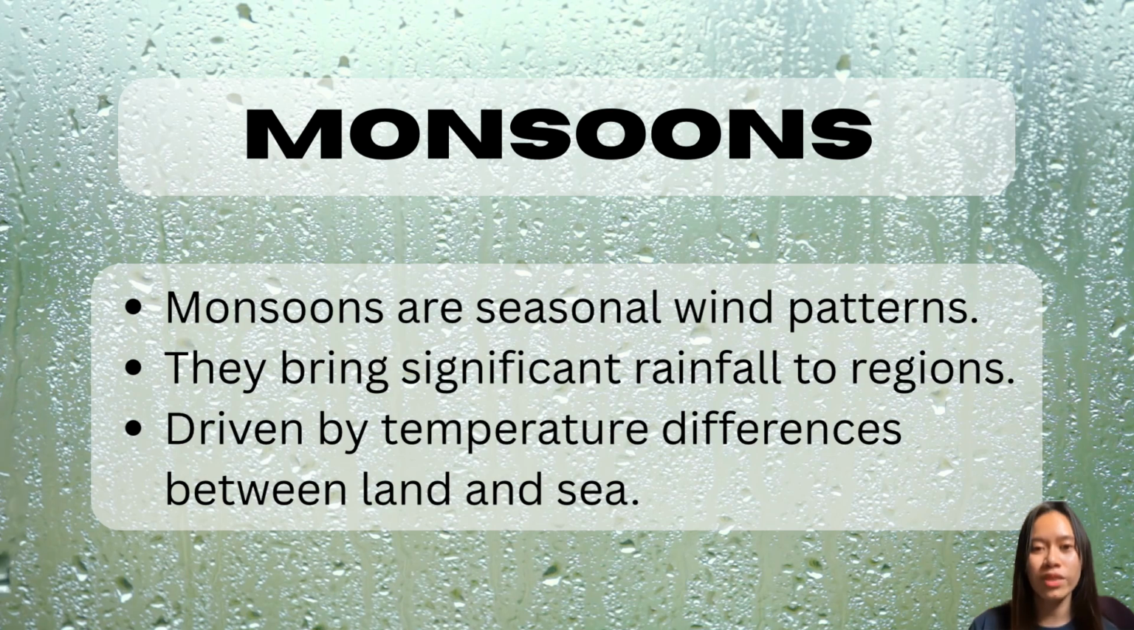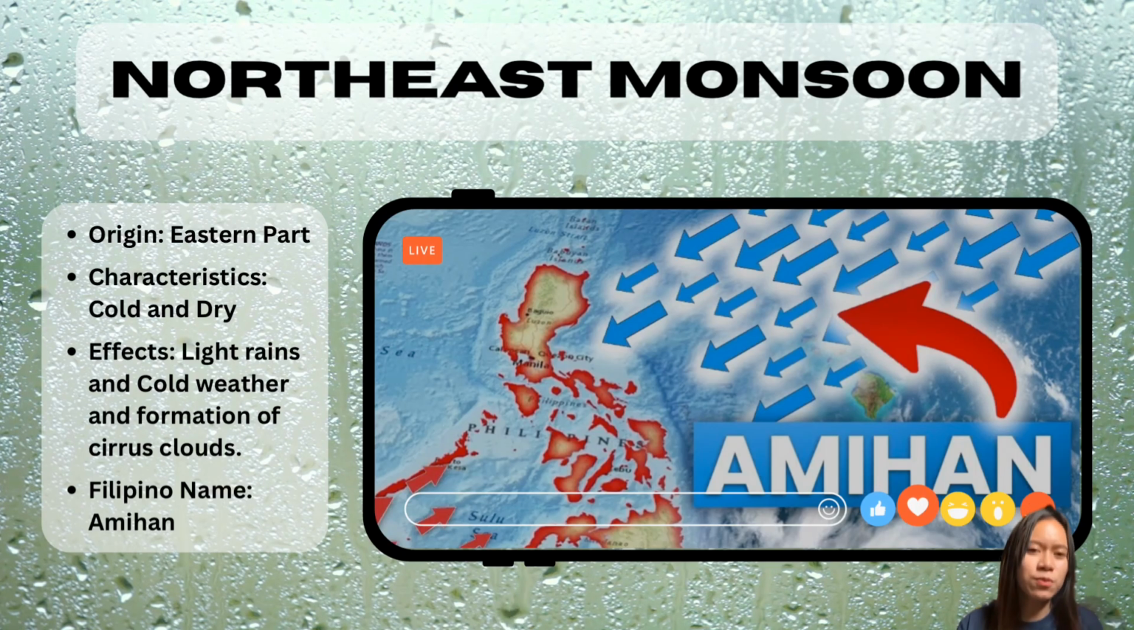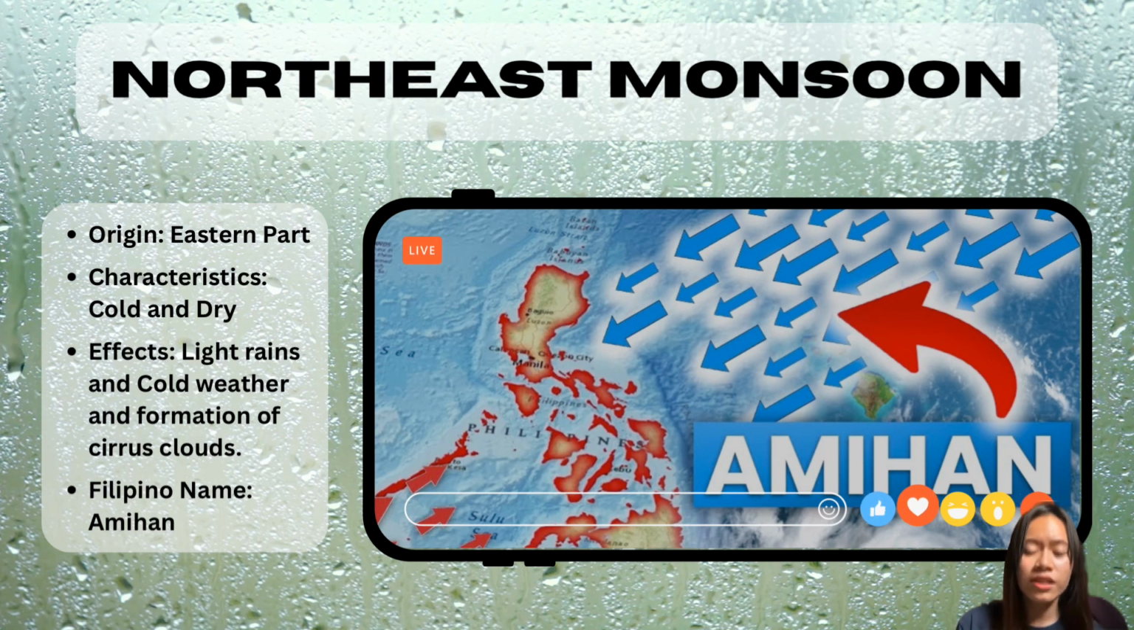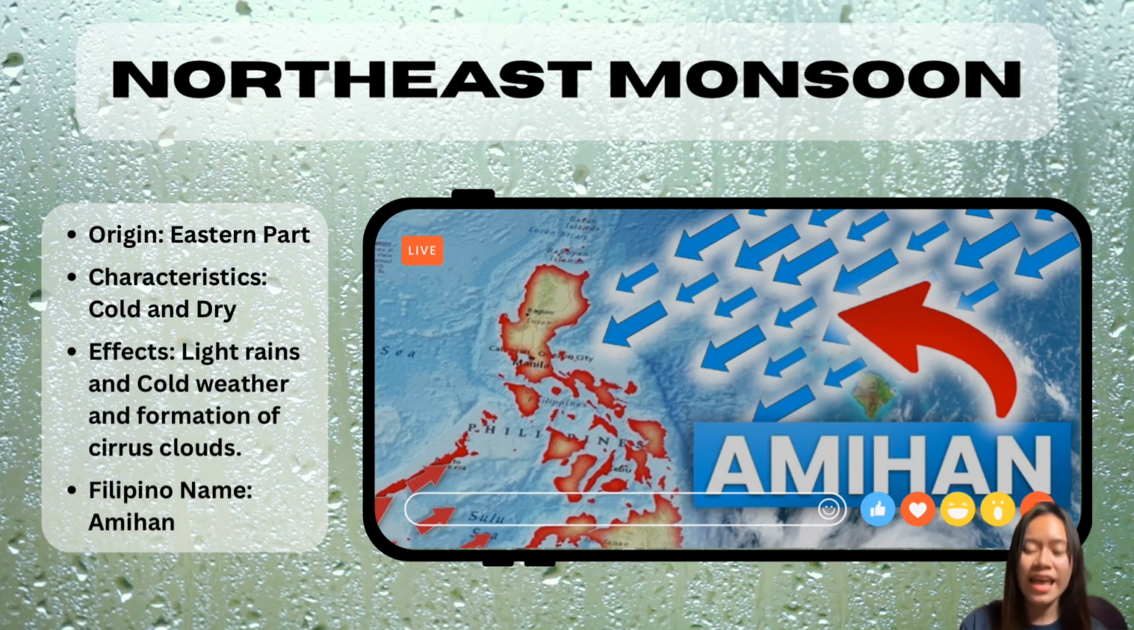In the Philippines, we experience two main monsoons: the amihan and the habagat. First, the amihan, the northeast monsoon. This occurs from November to February, and it comes from Siberia and China. The air is cool and dry. It usually brings light rains and cooler weather. That is why December and January often feel breezy and pleasant.